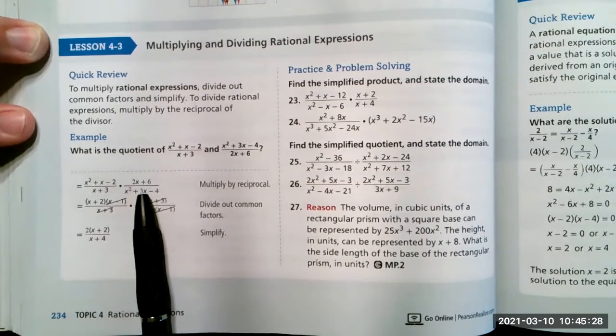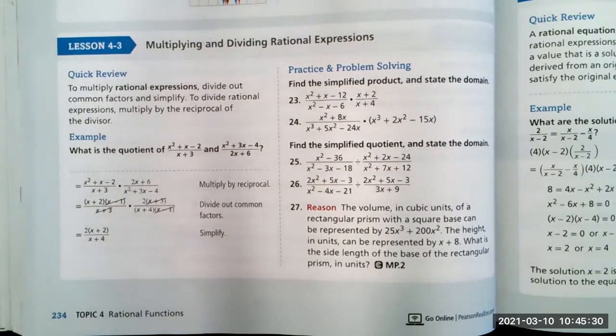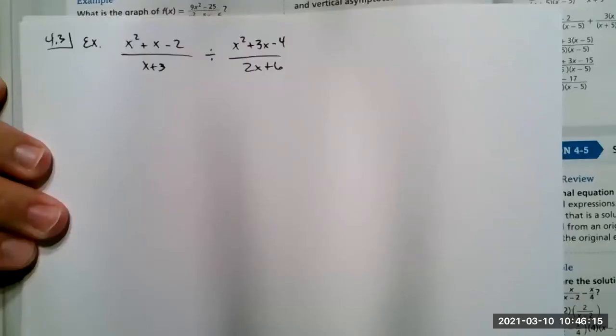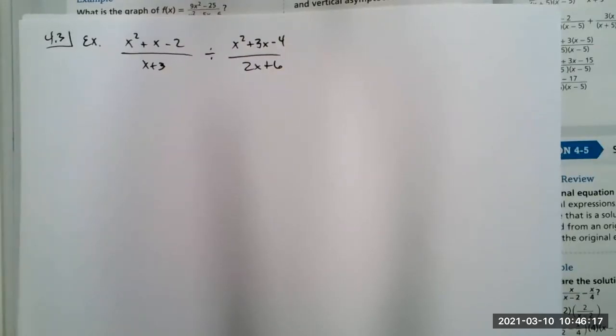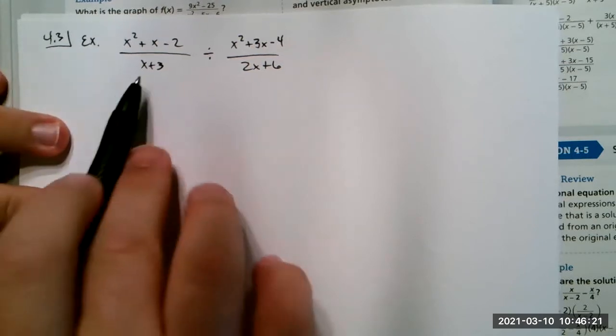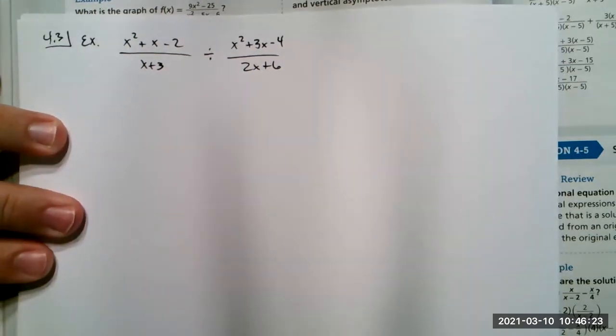So I like to write these all out, and I think I'm going to go ahead and do that just so everybody can follow along with those steps. So give me just a second to get this written out. All right, so here's that example written out as they gave it to us. Again, the quotient means dividing, so that's why I'm dividing those two fractions.